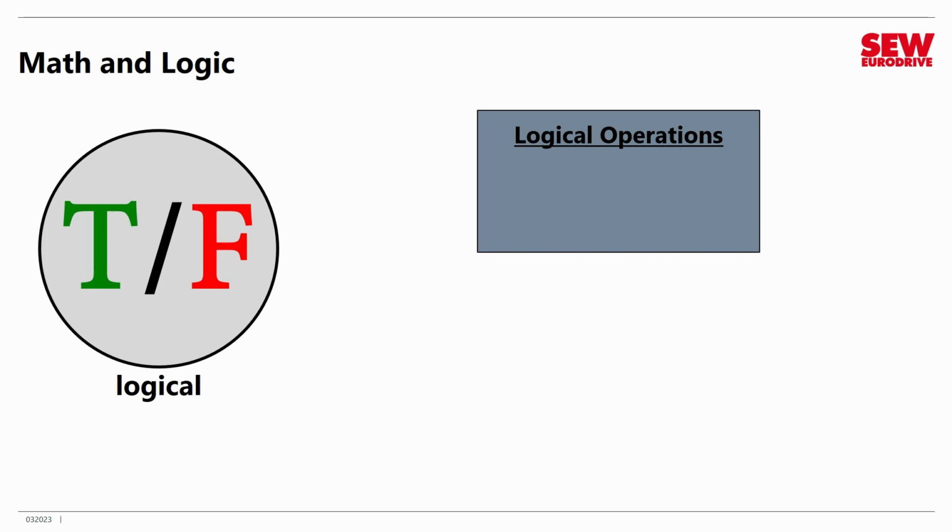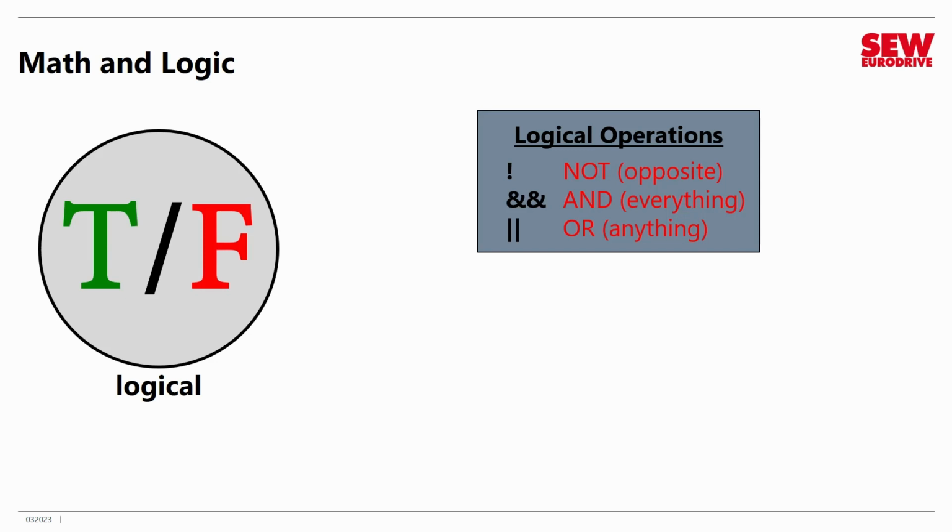There are three logical mathematical operations, and they are NOT, which is represented by an exclamation point, AND, which is represented by two ampersand symbols with no space between them, and OR, which is represented by two vertical pipe symbols with no space between them. Now, the NOT operation simply takes a logical value and flips it to the opposite. So if it's true, it becomes false. If it's false, it becomes true.